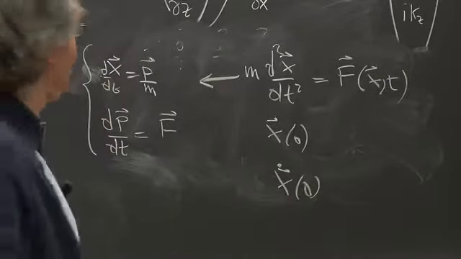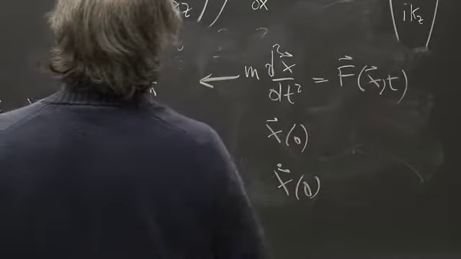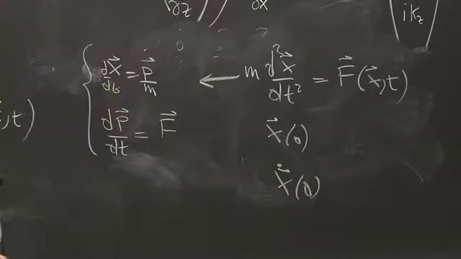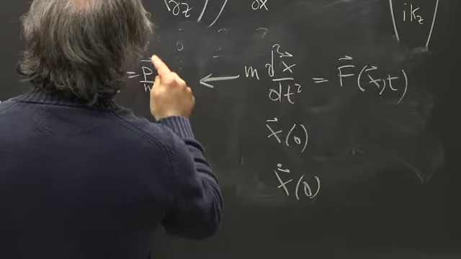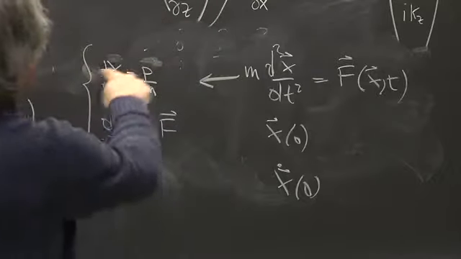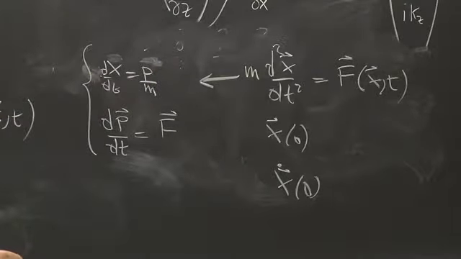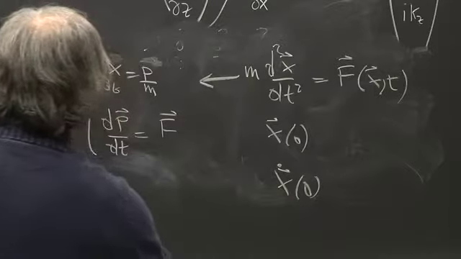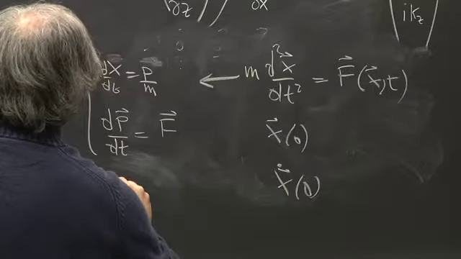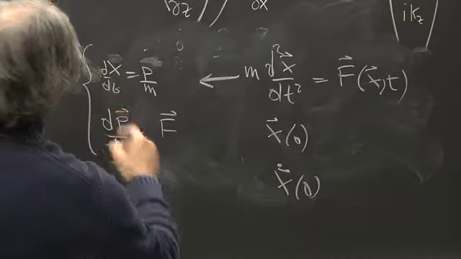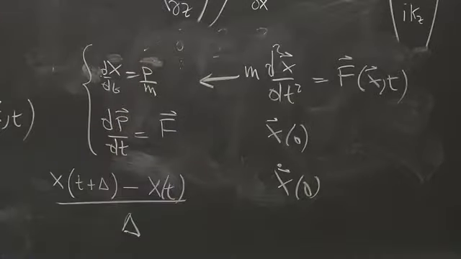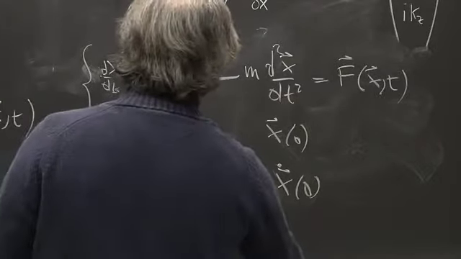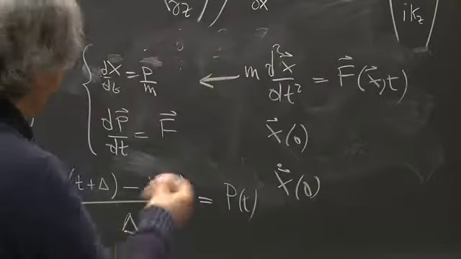And this is pretty simple. After all, an equation of this type, if you have to study it on a computer, how would you discretize it? Let's simplify things. Suppose that you are in one dimension and you have just this. How would you study it? Well, you would say x at time t plus a certain delta minus x at time t, divided by delta, that is my estimate for the derivative, is equal to p at time t over m.